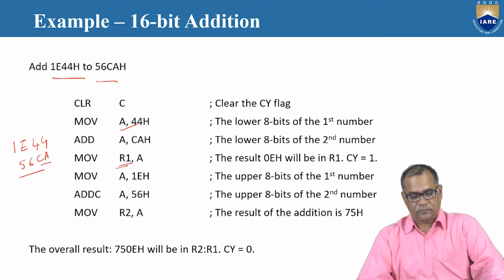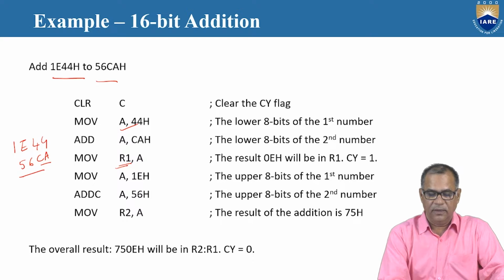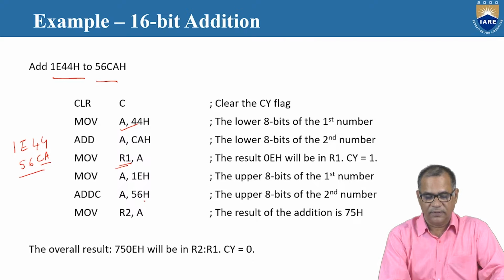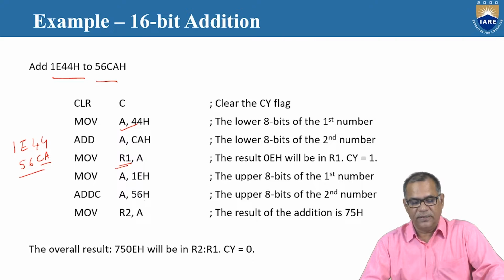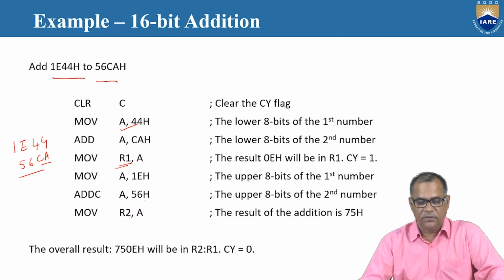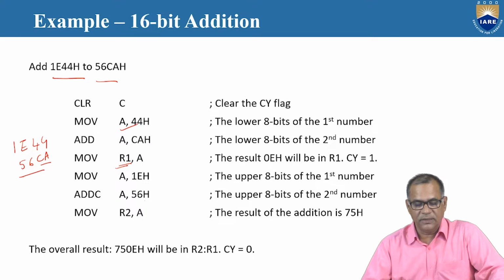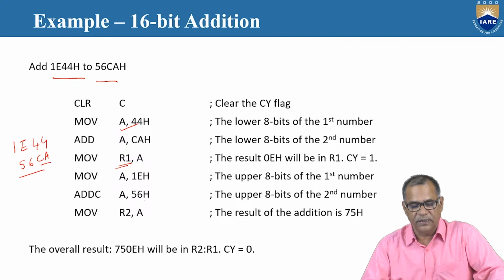Next, 1E is moved to the accumulator. It is added with 56H along with the carry, and the result is stored in R2. The result of the addition is 75H. So the overall result 750EH is stored in R2 and R1.